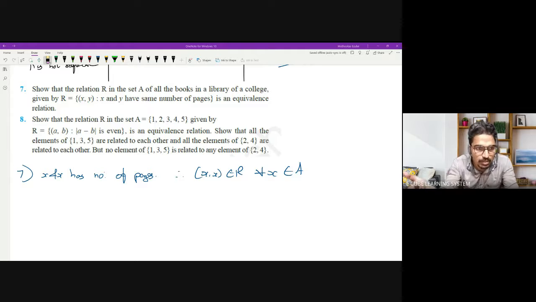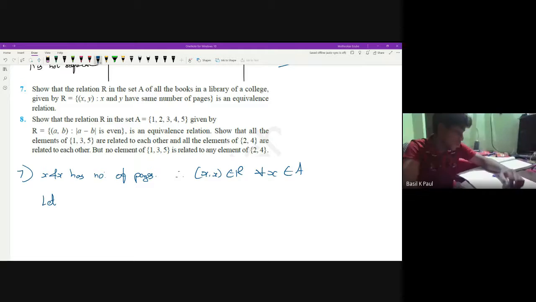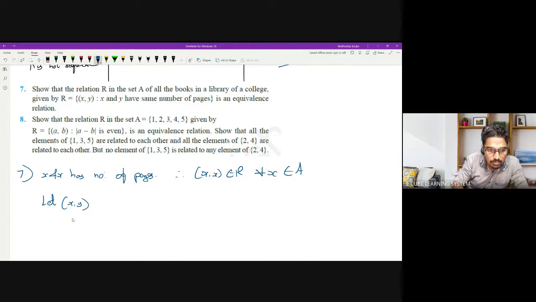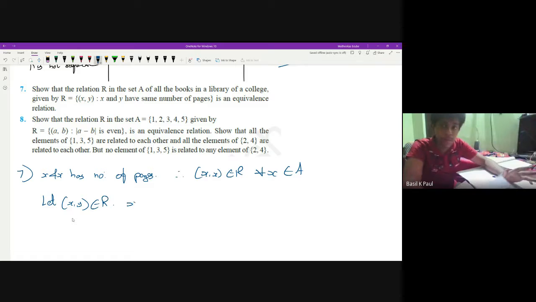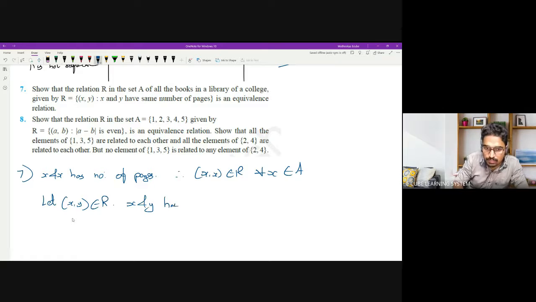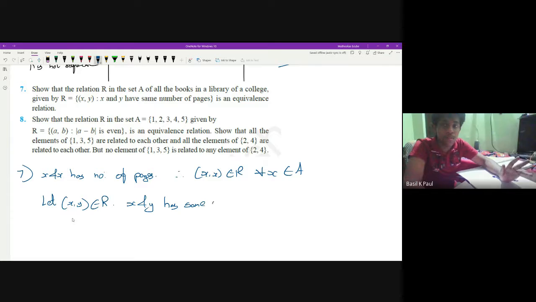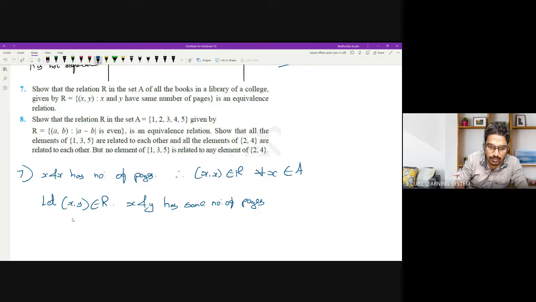Symmetric, how can we write the statement, Basil? X and Y have the same number of pages. So Y and X have the same number of pages. So X, Y belongs to R, and Y, X belongs to R. Absolutely. Y and X also have the same number of pages. Y comma X will belong to the relation. Therefore, R is reflexive. Therefore, R is symmetric.